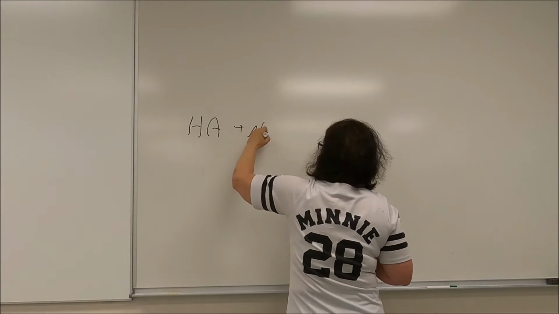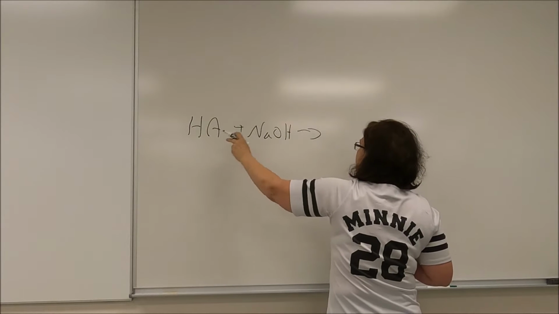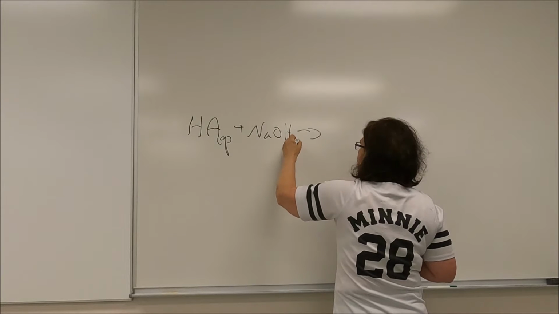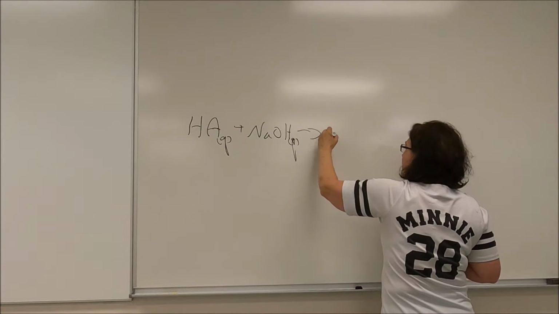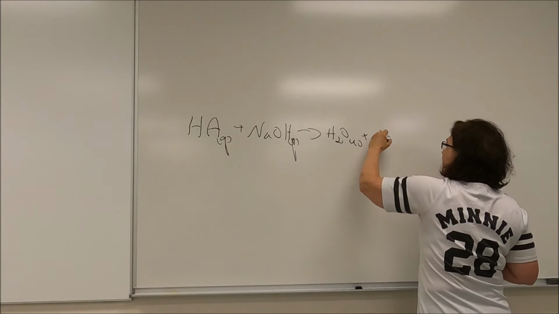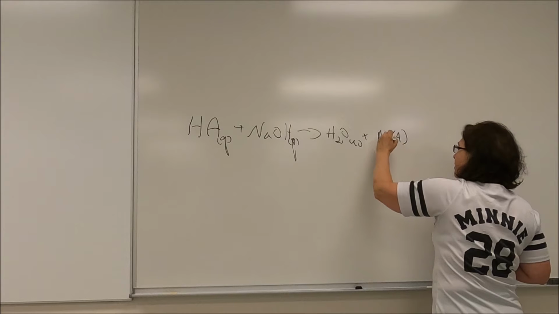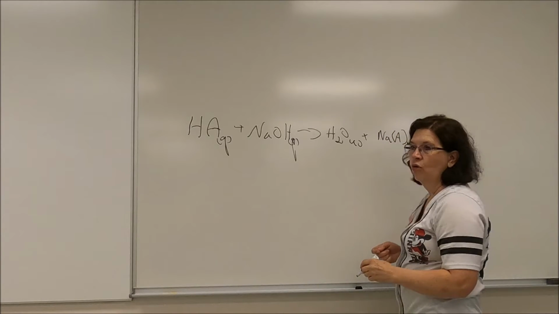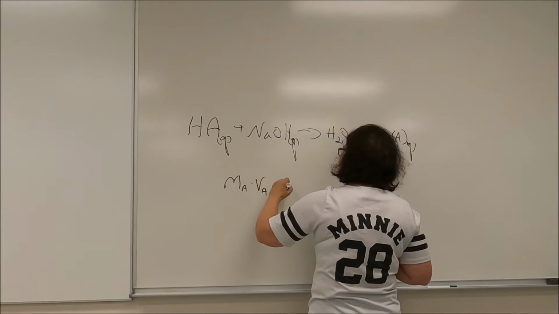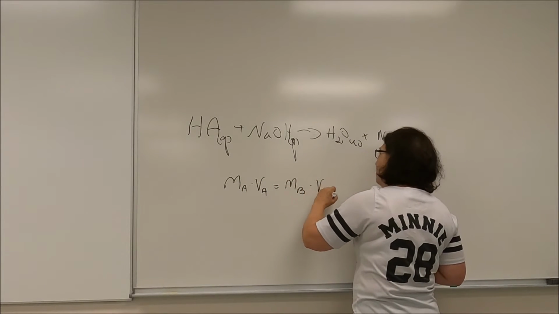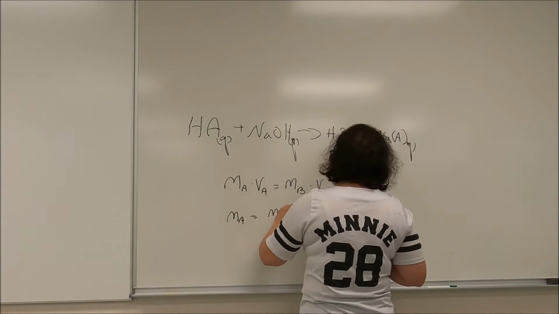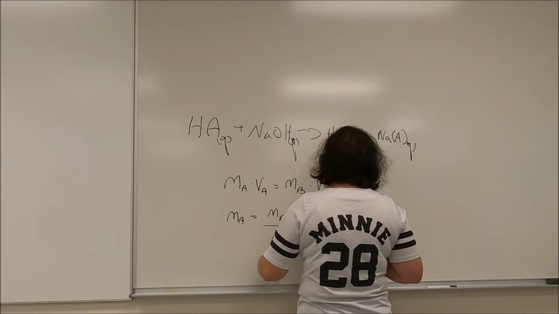Now, we've got a weak acid, HA, and what we're going to do is react it with NaOH. Anytime I react a weak acid, and HA is generic acid, with a strong base, we get 100% conversion to water, liquid, and NaA, aqueous. This goes 100%. So the molarity of the acid times the volume of the acid is going to equal the molarity of the base times the volume of the base. So the molarity of the acid is going to equal molarity of the base, volume of base, over volume of acid.